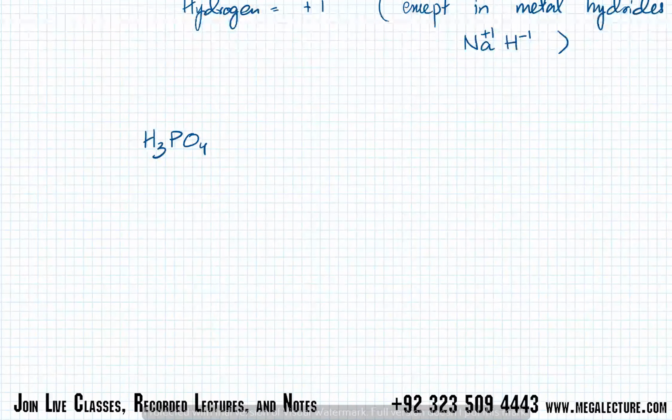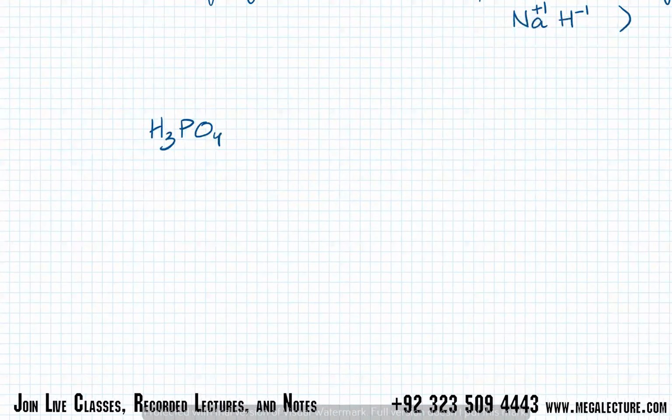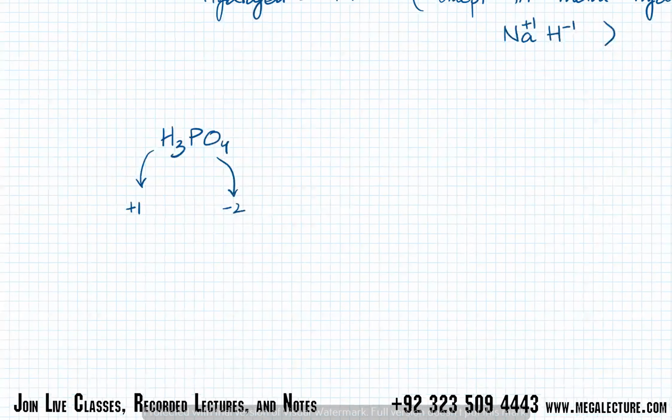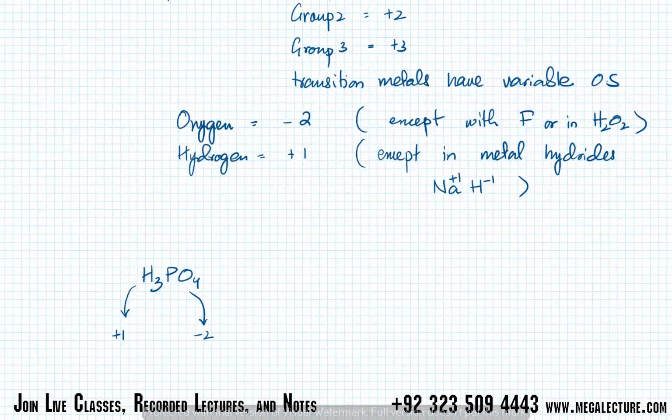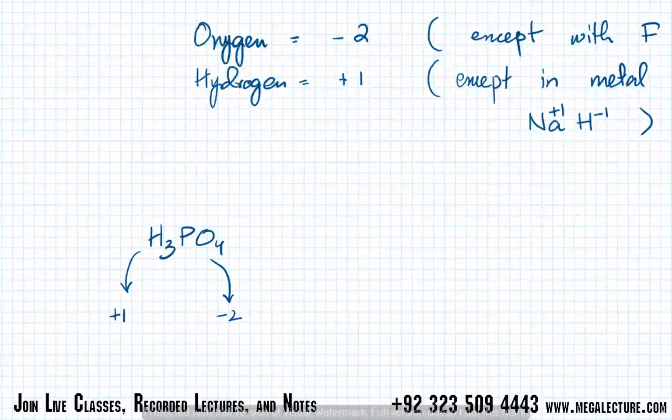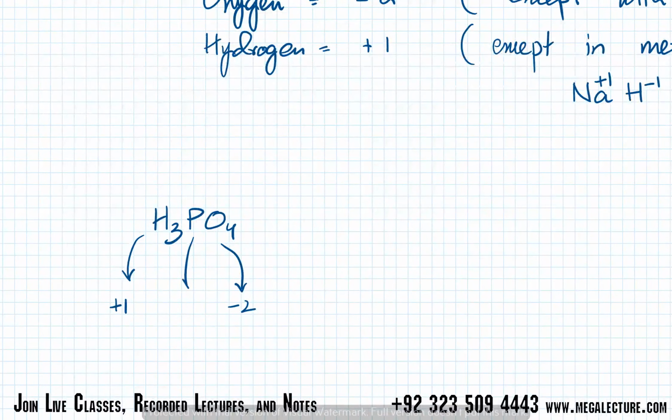Okay, if I want to find the oxidation state of phosphorus, I know hydrogen is always +1. According to the table, hydrogen is always +1. Oxygen is always what? It's always -2. Okay, ये भी ऊपर लिखा है हमने. Remember, hydrogen and oxygen are always +1 and -2. Phosphorus is the unknown, that's X.